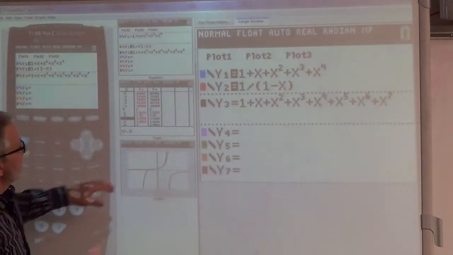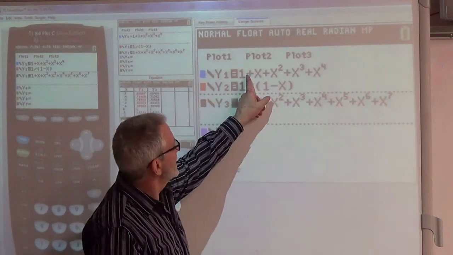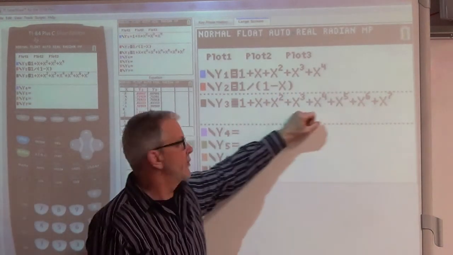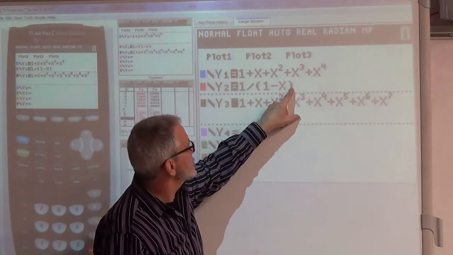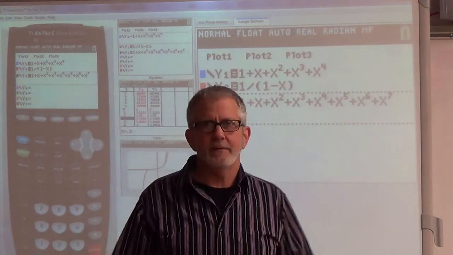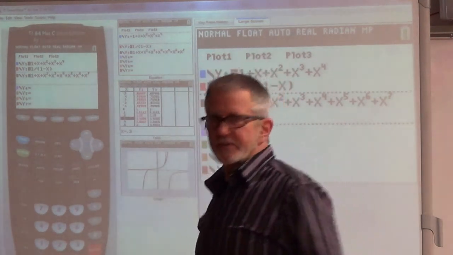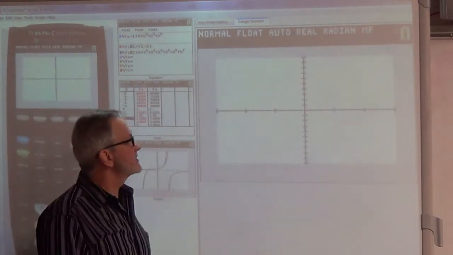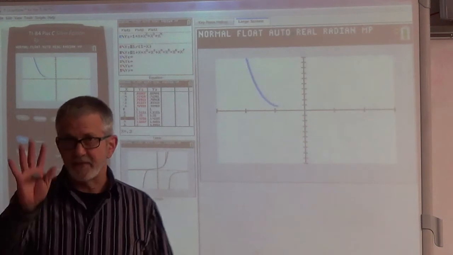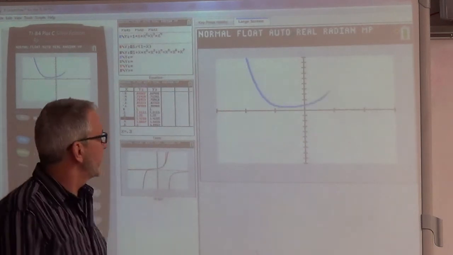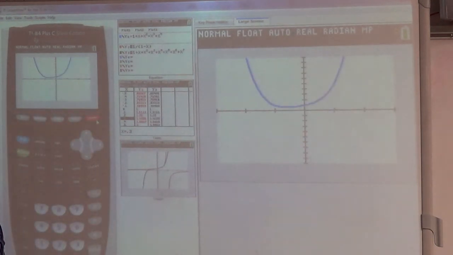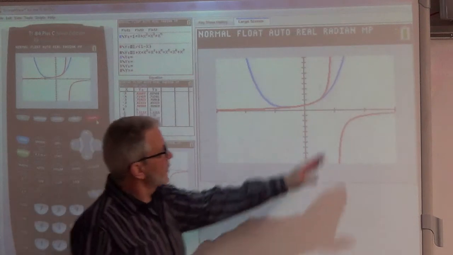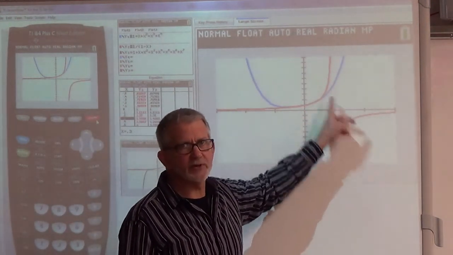Bam! Here I have that fifth term polynomial, and I have that rational function. I'm going to look at that graph, and something magical is going to happen. It's not magic, it's math. Awesome math. Here comes that fifth term polynomial, that fourth degree polynomial, and here comes the rational function in red. Oh! Here's the vertical asymptote of that rational function sketched in red.